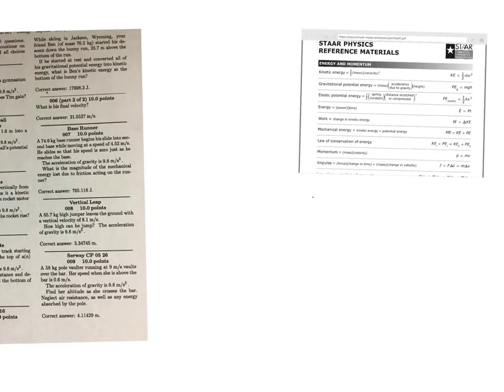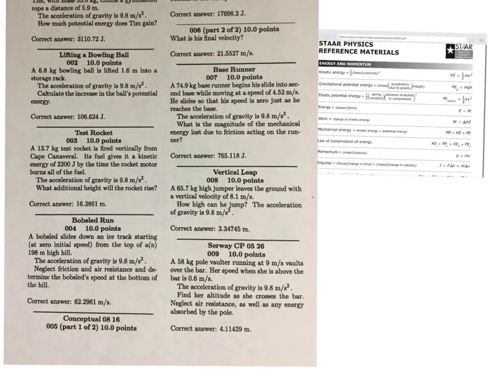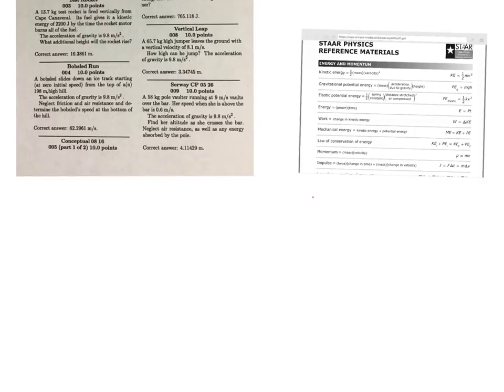Okay, let's try 4. 4 is kind of a similar type of problem. So a bobsled slides down an ice track with 0 initial speed. So my V initial is 0. 198 meter hill, so the height is 198. Acceleration of gravity is 9.8. What is the speed at the bottom? So V final equals question mark.